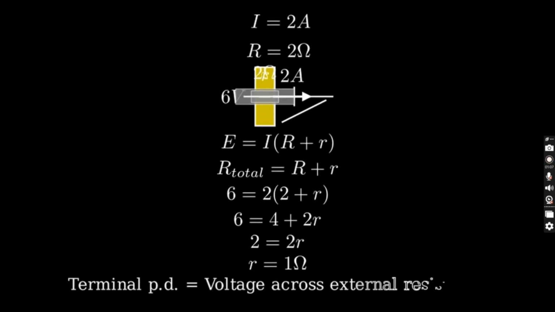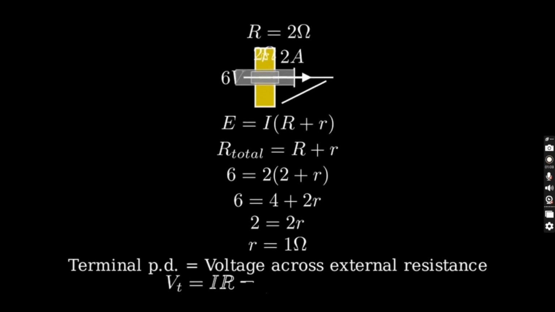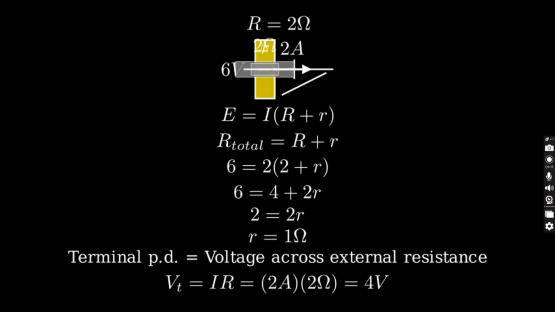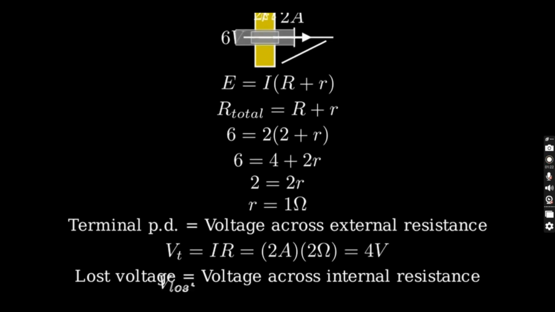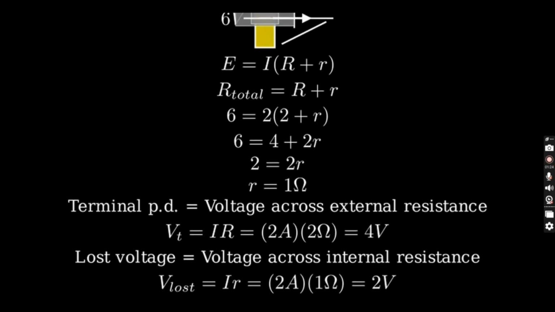Now, let's find the terminal potential difference. This is the voltage across the external resistance. Using Ohm's law, Vt equals IR, which is 2 amperes times 2 ohms, giving us 4 volts. Finally, let's calculate the lost voltage. This is the voltage drop across the internal resistance. Using Ohm's law again, V lost equals IR, which is 2 amperes times 1 ohm, giving us 2 volts.